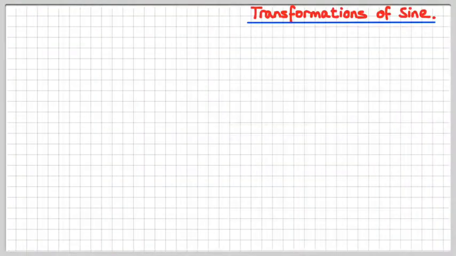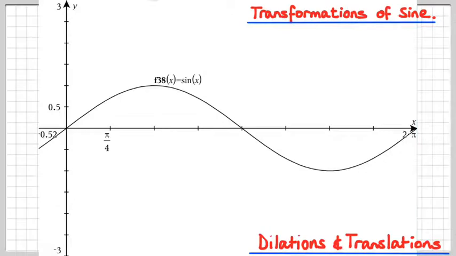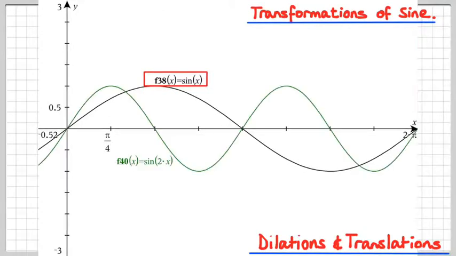Yeah? Right, now we're going to do some transformations. We're going to do dilations and translations, and then we're going to do some reflections. Now this is sine. There's the graph of sine from 0 to 2 pi. Okay? Now that's sine x. Now this one here is sine of 2x, because that is a dilation by a factor of a half from the y-axis. Yes? That's the way we say it. It's an x compression, actually.